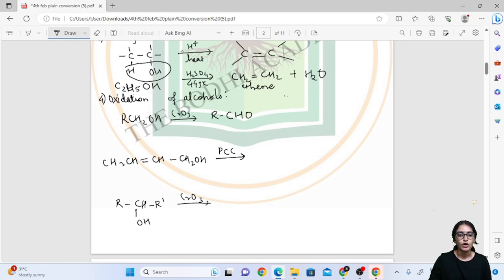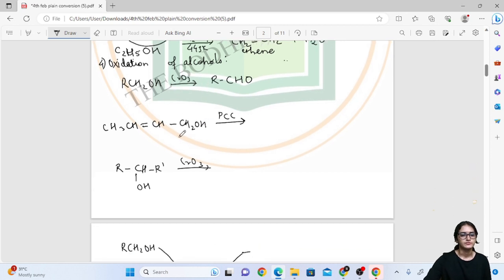So from alcohol we will get an aldehyde. So this is primary alcohol, so we will get aldehyde. Okay, second is about the alcohol in which we have double bonds present. So that time we will use another reagent, that is pyridinium chlorochromate.